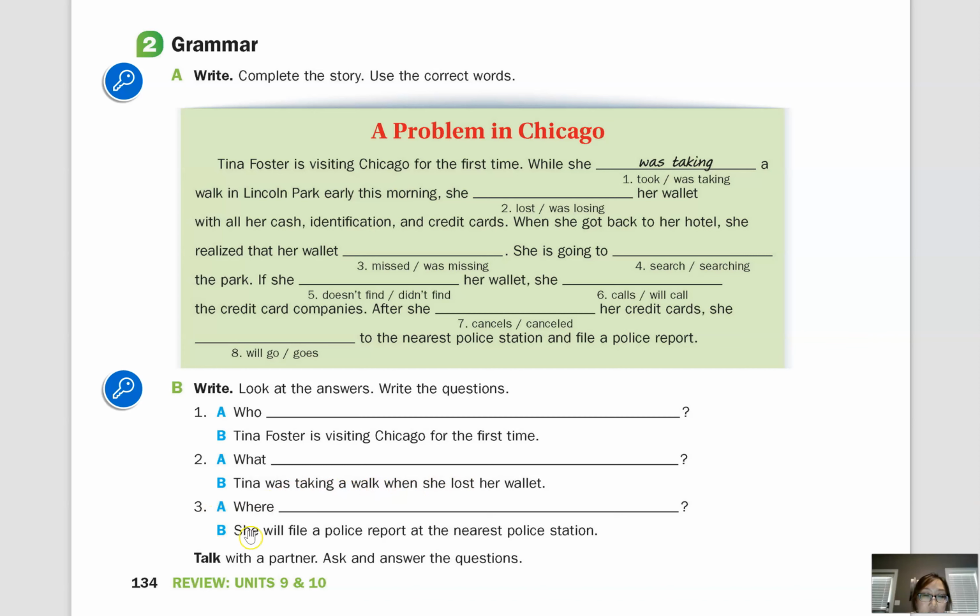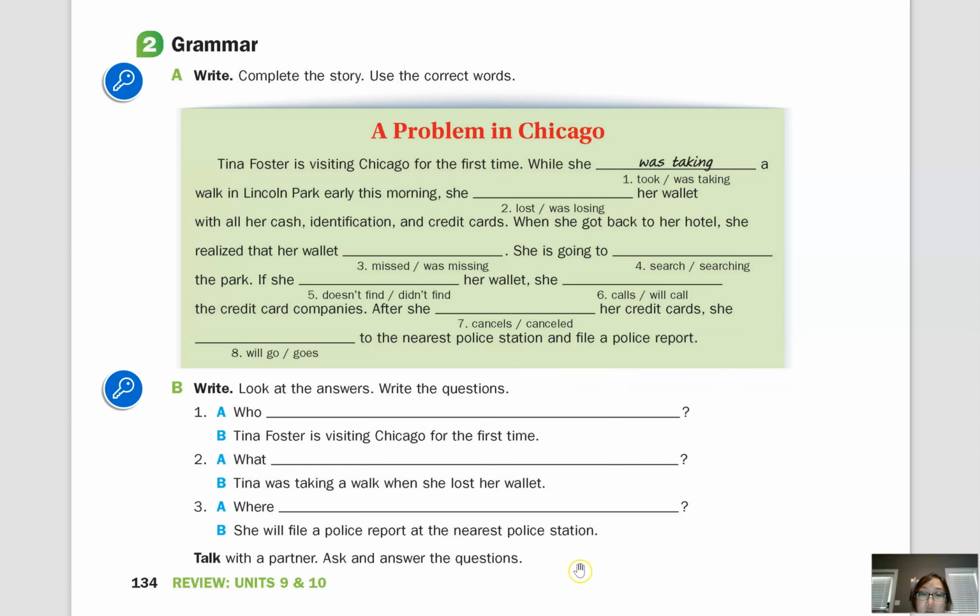Number 3, the answer is, she will file a police report at the nearest police station. So the question is, where will she file a police report? And the short answer is, at the nearest police station.